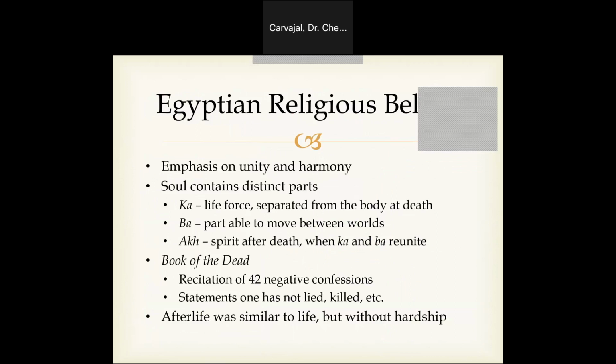The last thing we'll talk about a little is the religious belief. I'm not going to go into a lot of this. If you are interested in their afterlife ideas, though, probably the best thing to do is go to the Book of the Dead.